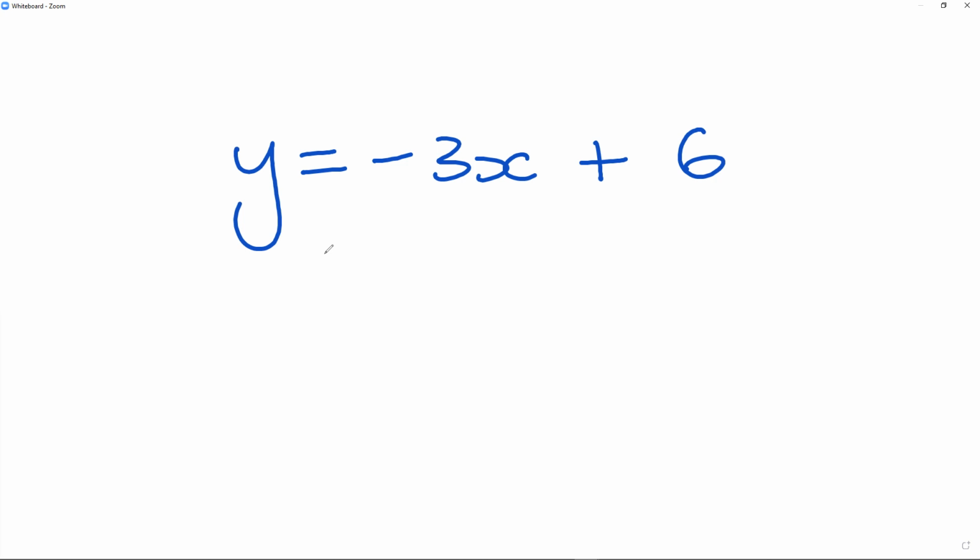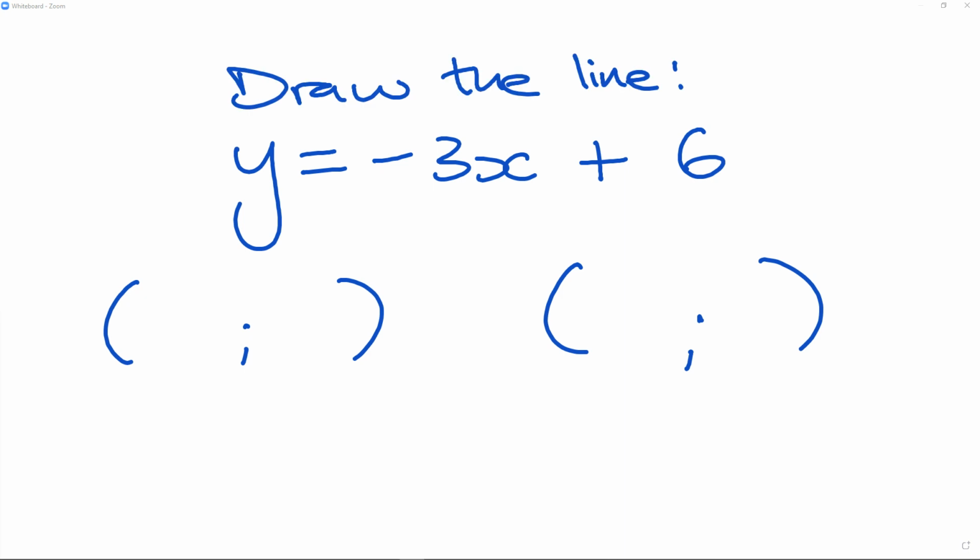We're moving on to the negative gradient now. You should be really good at this. So y equals, this time we've got a negative gradient, y equals negative 3x plus 6. Step 1, get me the y-intercept and the x-intercept, and then draw it. Let me know when you're done. Just type done. Press pause and then give it a go.